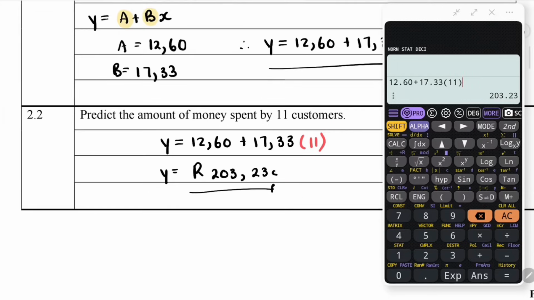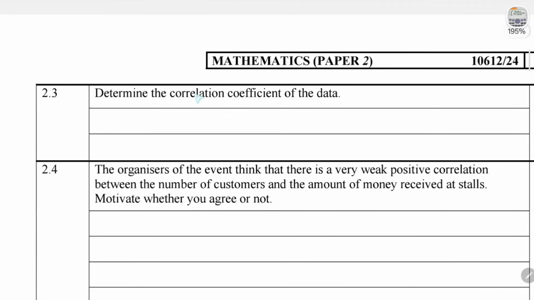Okay, so that is our answer. Moving on to the next question. Question 2.3 says, determine the correlation coefficient of the data.